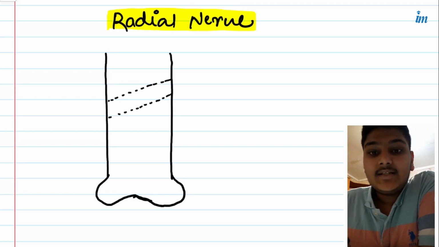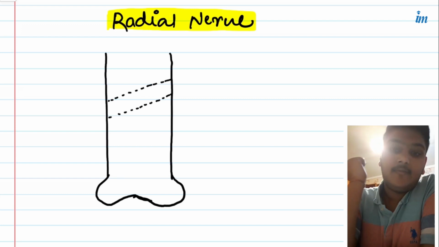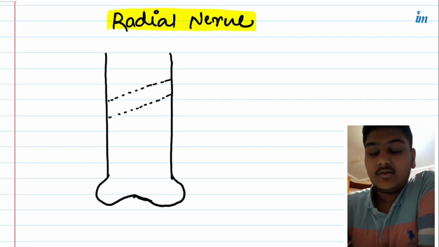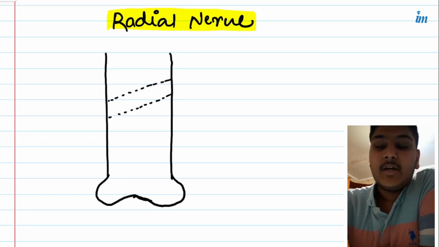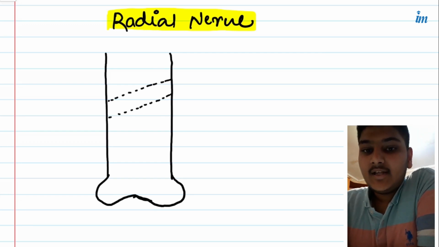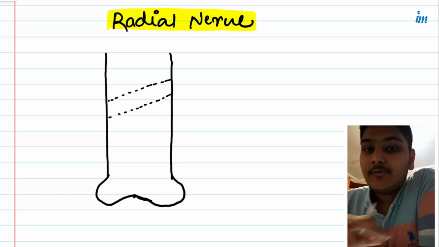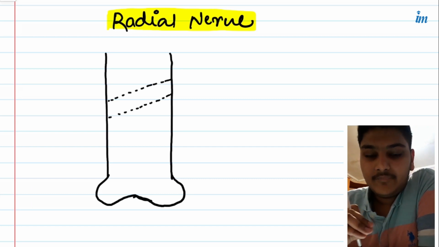So, why is the radial nerve important? The radial nerve basically supplies all your extensors. When you extend your arm, why are you able to extend? Because the muscles that help in the extension are supplied by the radial nerve. Without the radial nerve, you won't be able to extend your arm.